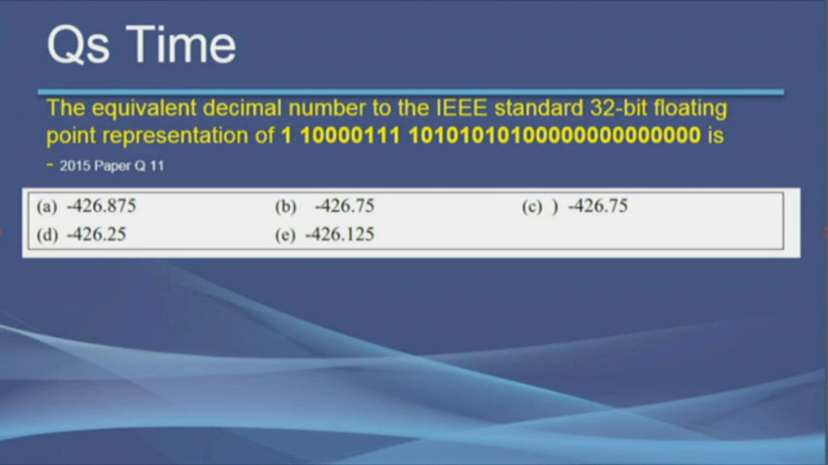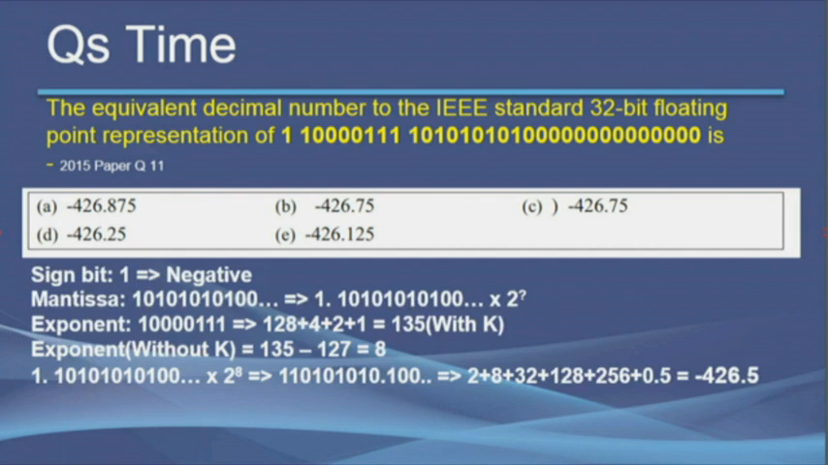Okay, this is 2015 question number 11. Now the reverse way, where we are given the binary pattern and they are asking the actual value. As you can see, the sign bit is 1, which means the answer should be negative, but it doesn't help because all the numbers are negative. You can see the mantissa is there. And actually the question is, what is the power here?